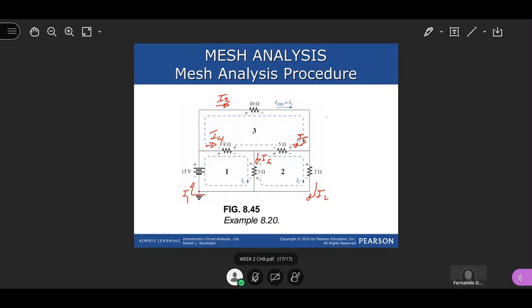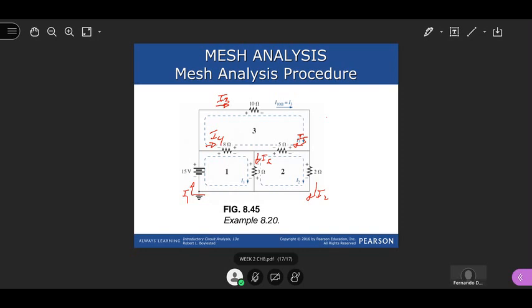There's going to be 6 equations, 6 unknowns. That's going to be very long. Instead, you apply 3 loop currents and now you can go from 6 to 3. Way less than half the difficulty. That's why mesh analysis is a very powerful method.